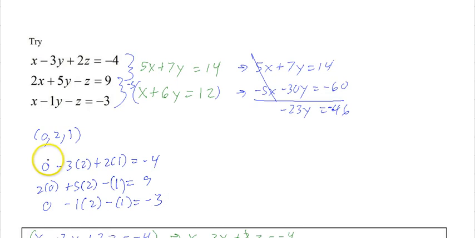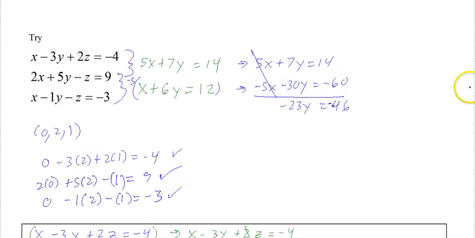So let's check this out. That's negative 6 plus 2. It's negative 4. Check. That's 0, so that's 10 minus 1. Check. Negative 2 minus 1. Check. It has to be checked for all three.